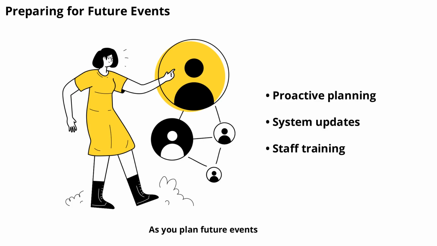As you plan future events, incorporate lessons learned from previous experiences. Update your AI subtitle system, train staff, and invest in better equipment. Staying proactive ensures your events remain accessible and engaging for all attendees.